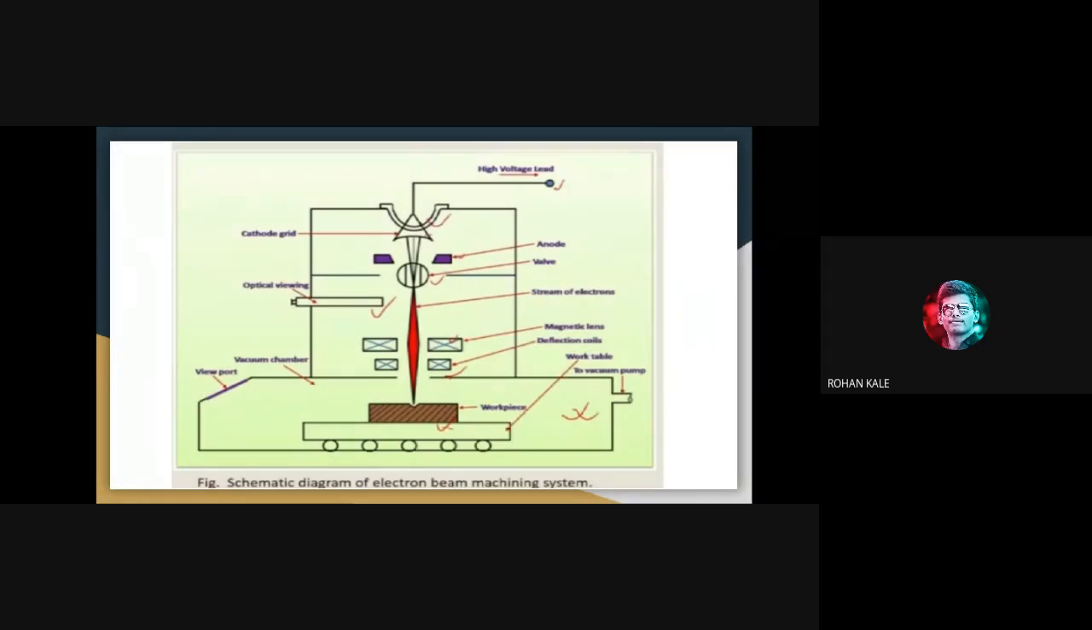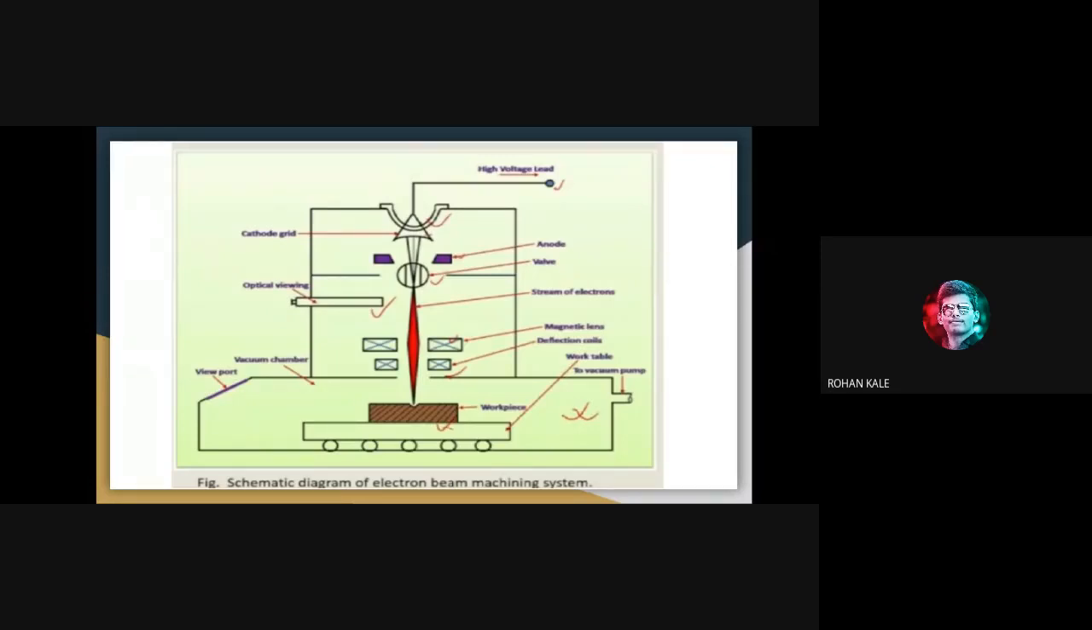When your backing material vaporizes, it creates high pressure, and that high pressure expels the molten or vaporized material from the workpiece surface and takes it away from the chamber. So at the back side of your workpiece, a backing material is used. Please remember, if the question is asked, why use backing material in electron beam machining, you should give this answer.